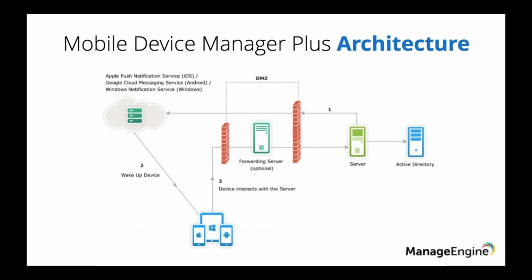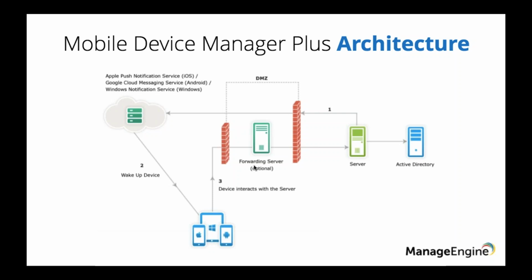The server must be reachable at all times, and the devices that we are managing are mobile. And hence, we recommend you to NAT your internal IP address to a public IP address. If you do not wish to expose your server to the internet, we allow you to configure a forwarding server. This forwarding server acts as an intermediary between the server and the internet and is the one that is exposed.